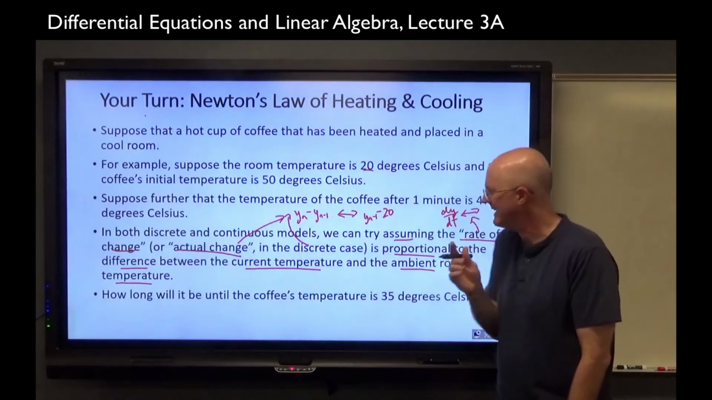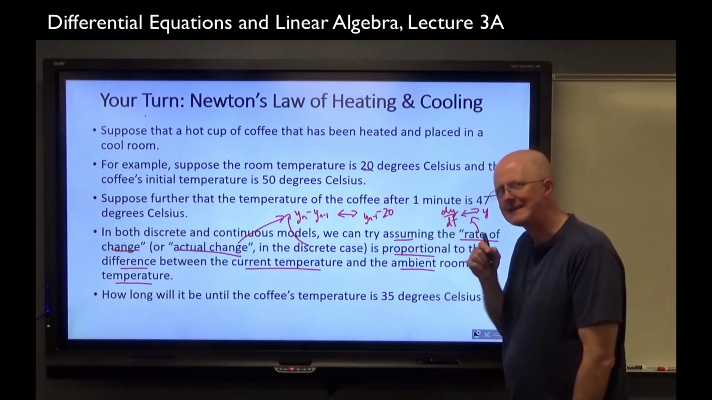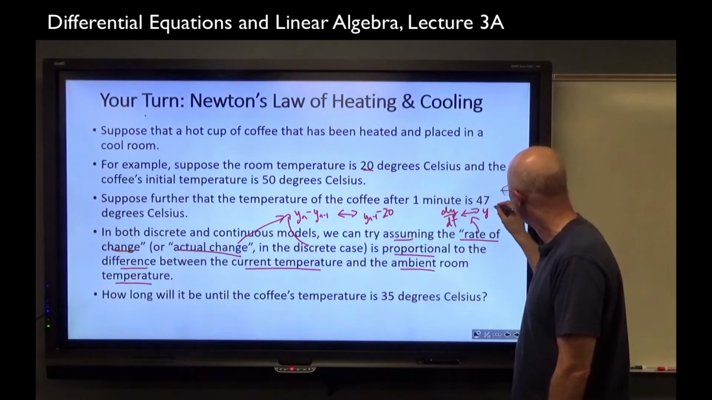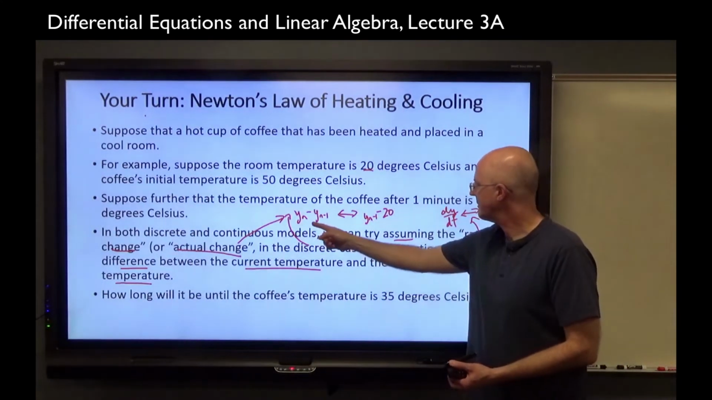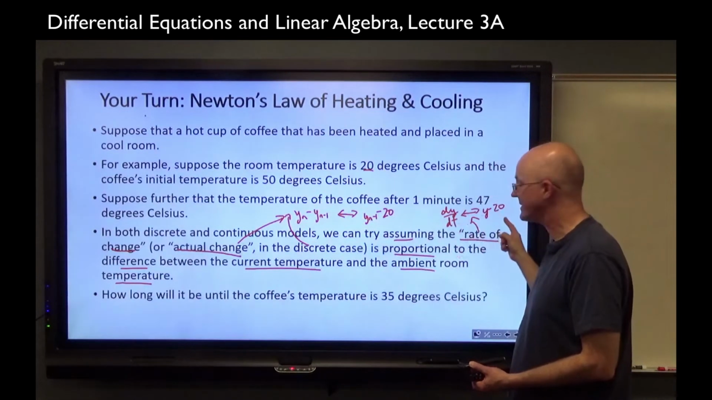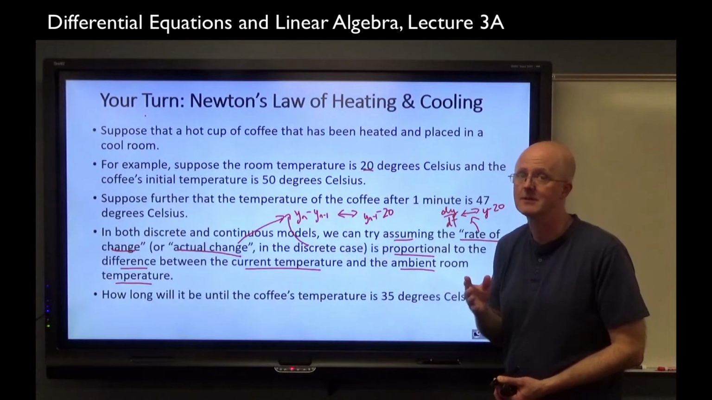This is where it gets tricky. Just call it y, though I'm realizing that depends on t, y minus 20. This is going to be proportional to that. You're going to want to think about, is the constant of proportionality positive or negative?